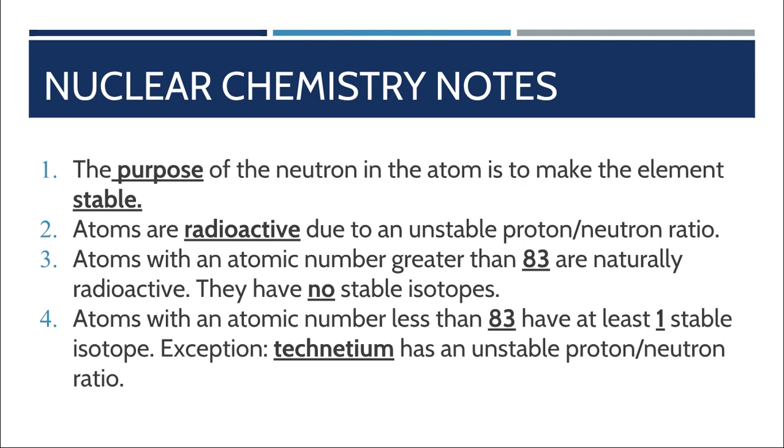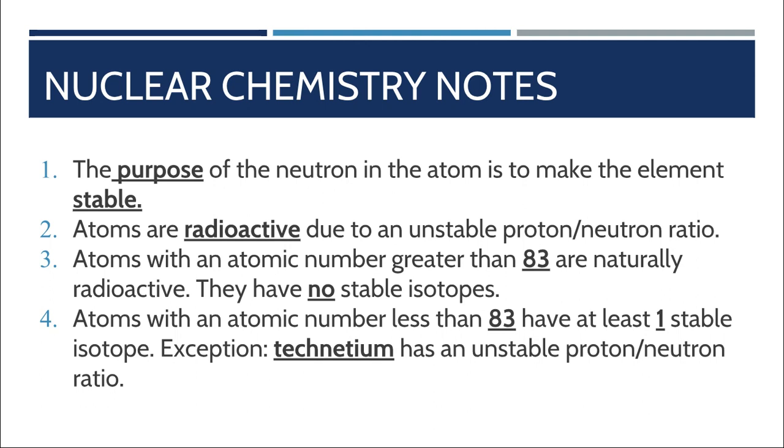So there are six big ideas that are going to go along with the chemistry notes for nuclear chemistry. Your first one: the purpose of a neutron in the atom is to make the element stable. Remember that neutrons can change. That's where we have isotopes. And most elements on the periodic table are going to have an isotope of some sort.